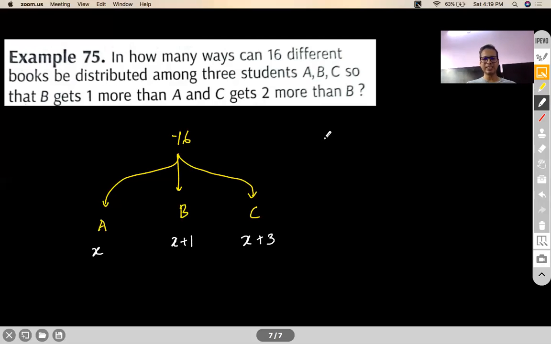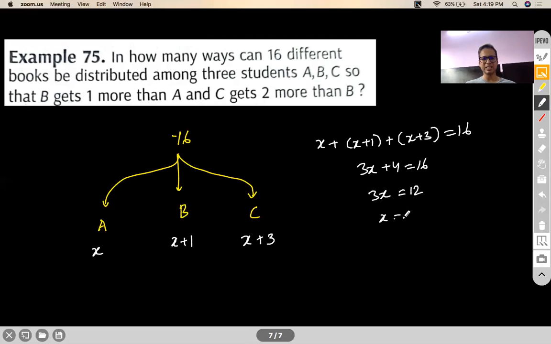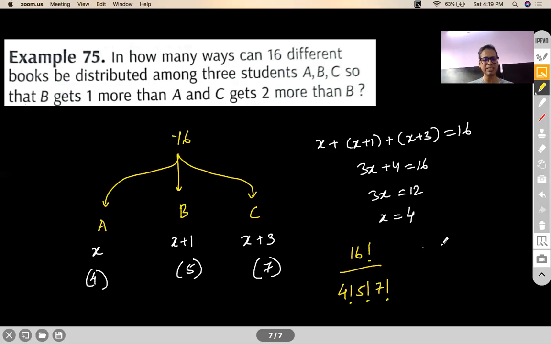Okay. So you can see that since the total number of books is fixed, that is 16, 3x plus 4 is equal to 16, 3x is equal to 12, so x is equal to 4. Correct. So A should get 4 books, B should get 5 books, and C should get 7 books. Okay. So what will your answer be? Now, some of you are saying the answer would be 16 factorial by 4 factorial, 5 factorial, 7 factorial into 3 factorial. This is the wrong answer.